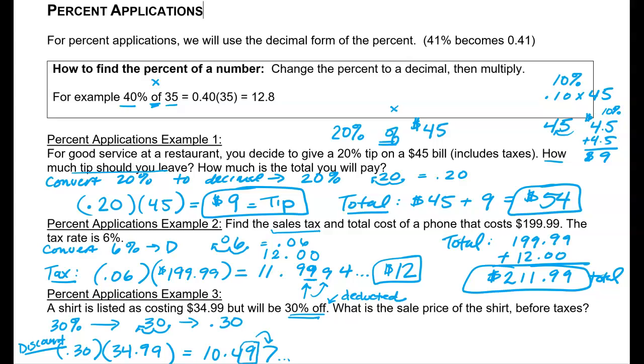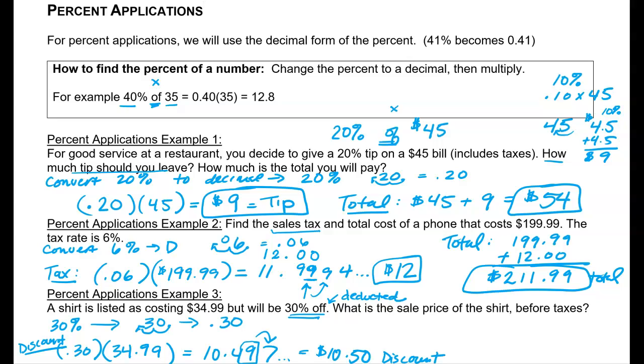The 7, we look to the right, the 7 tells us to increase this 9. The 9 can't go any higher, so we make this a 0 and then go to the next place value and bump that up. It's kind of like saying, how do we bump 49 cents up? Well, we bump it up to 50 cents. And so this is going to be $10.50. That's going to be the discount.